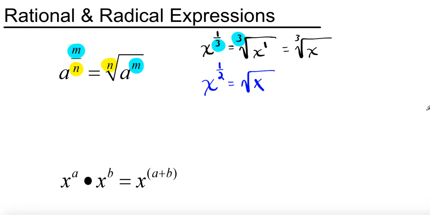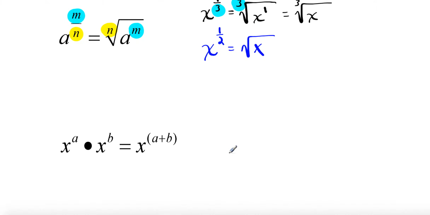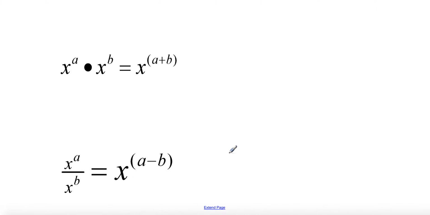All right, what else we got? We have also talked about in previous videos, just want to hit up on it a little bit here, these two rules. When you're multiplying expressions and your bases are the same, x to the a times x to the b, you add your exponents. So for example, x to the 3rd times x to the 5th would be x to the 8th.